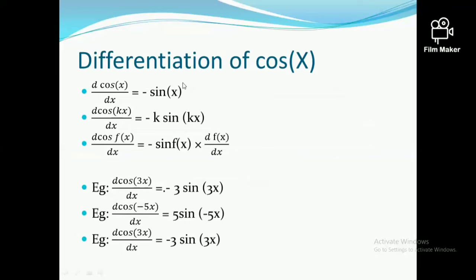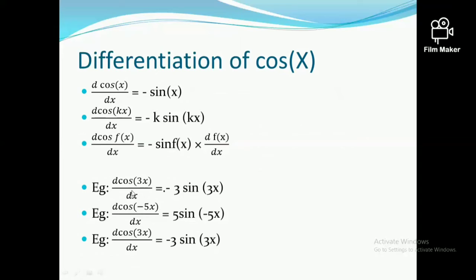Now we will come to the differentiation of cos x. The differentiation of cos x is minus sine x. The differentiation of cos x is minus sine x. The same theory, we will learn the proof over here by differentiating by derivatives. If you want to differentiate cos kx over dx, the answer is minus sine kx into the differentiation of kx. The differentiation of kx is k. Therefore, your final answer is minus k sine kx.